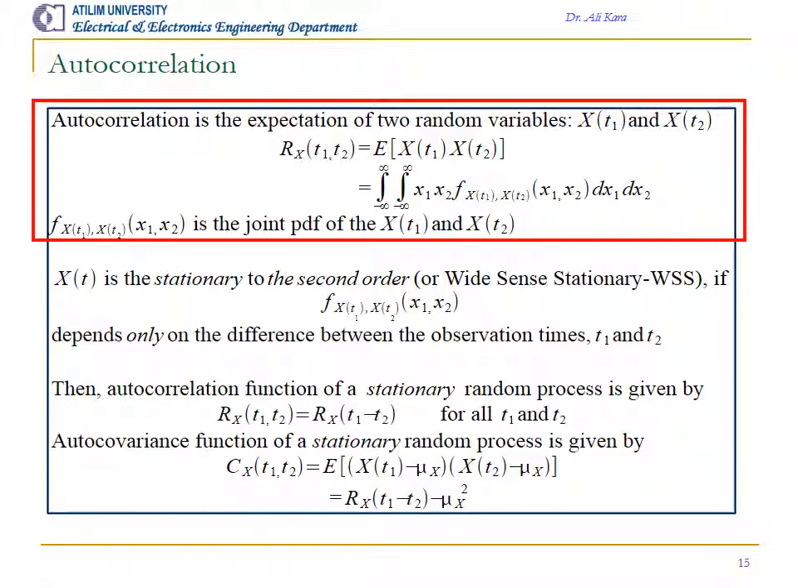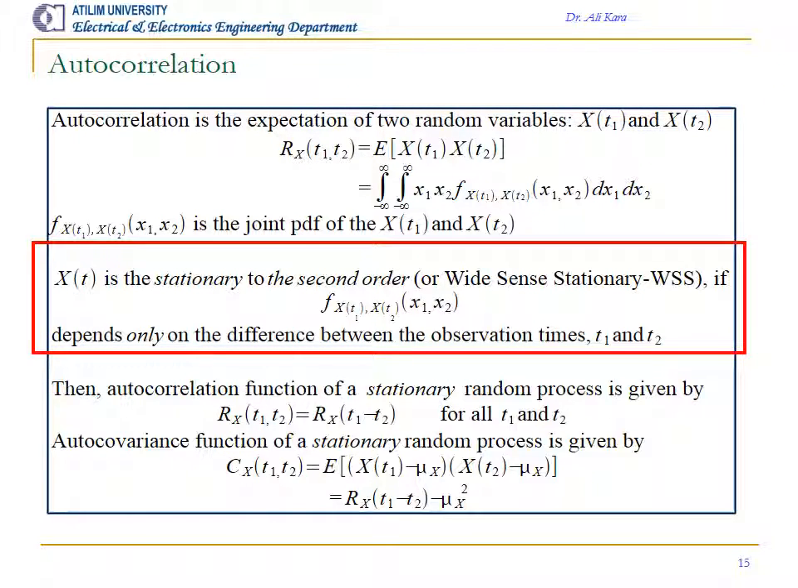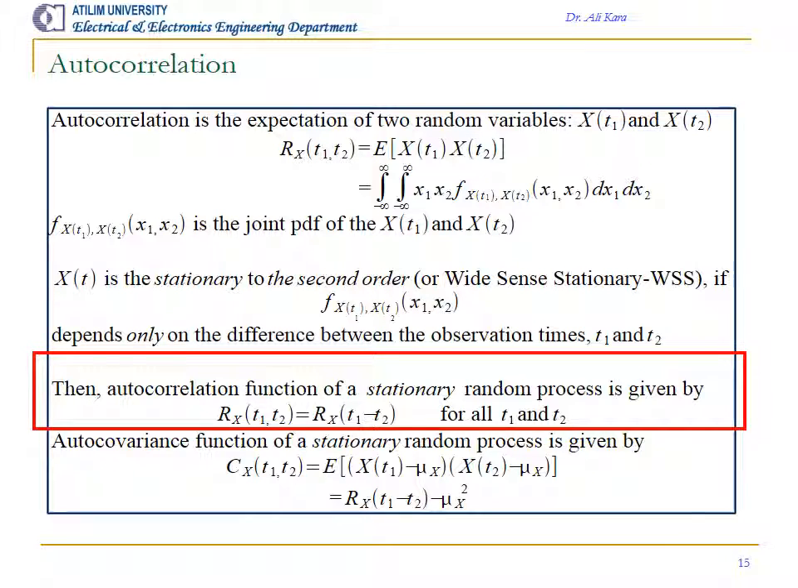Autocorrelation. Autocorrelation is the expectation of two random variables, x of t1 and x of t2. R x of t1 and t2 is the expectation of x t1 times x t2. X of t is stationary to the second order, or wide-sense stationary WSS, if the joint PDF depends only on the difference between the observation times, t1 and t2. Then, the autocorrelation function of a stationary random process is given by R x of t1 minus t2 for all t1 and t2.